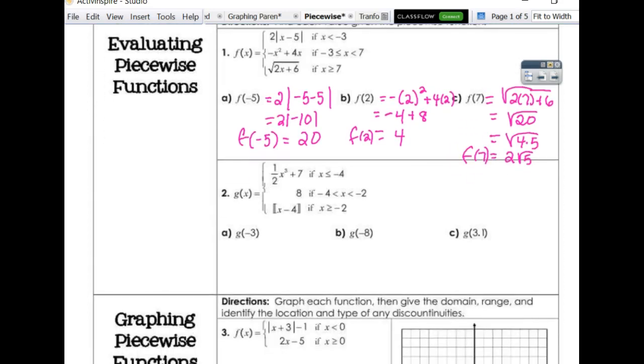Okay, you all try number 2. Stay awake. I know.